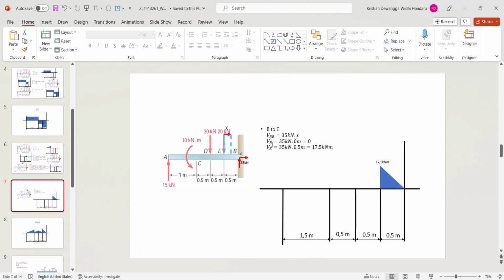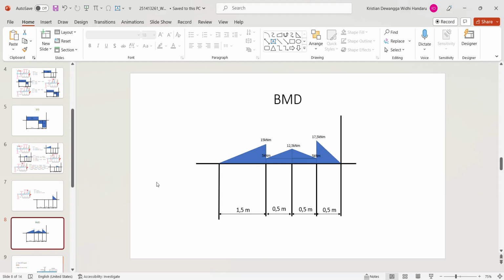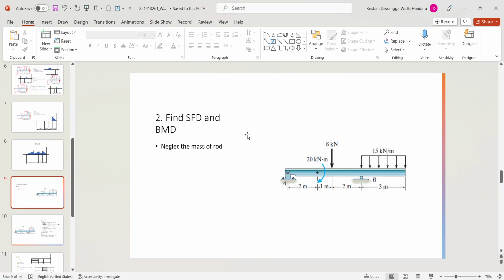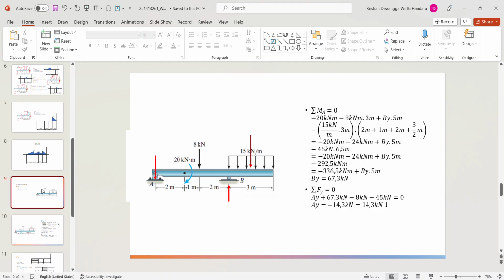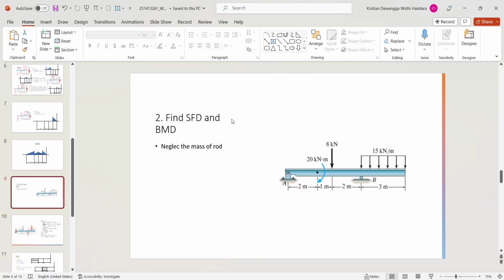So the last is B to E, because it's easier to calculate from the right. So the VBE we got 35 kilonewton times X. Then for VB, because we calculate from the right, the X is 0, and then for the E, the X is 0.5. So here, this is the diagram, and this is the final diagram of number 1, the BMD one.